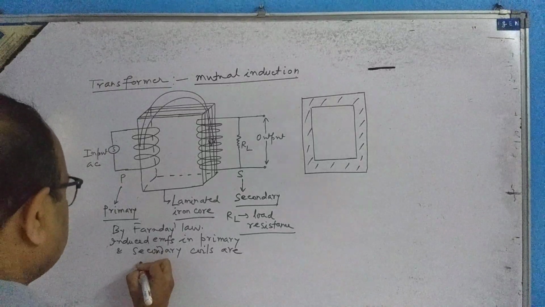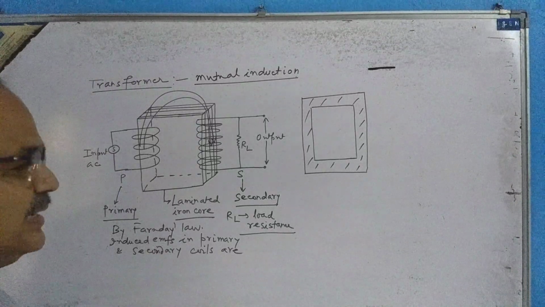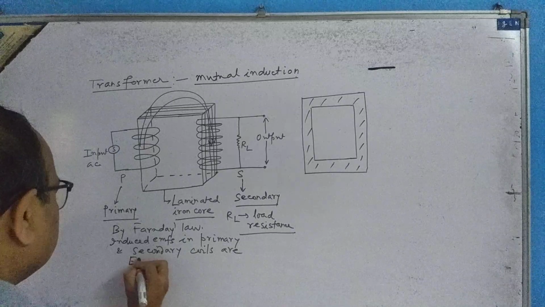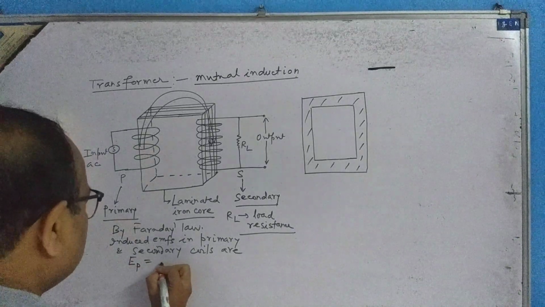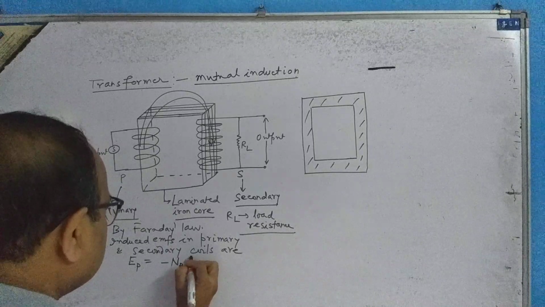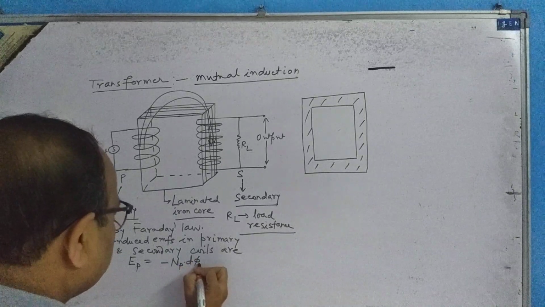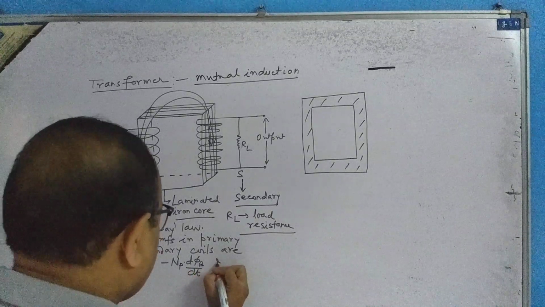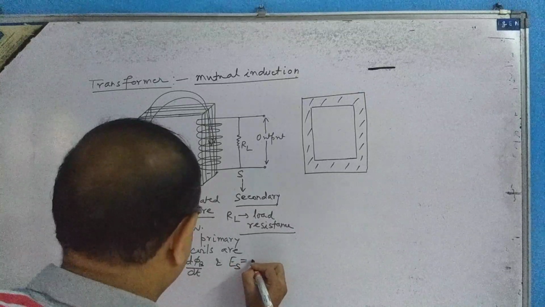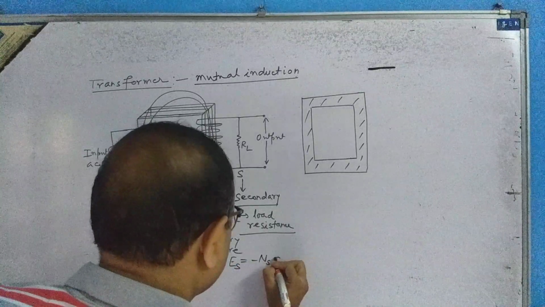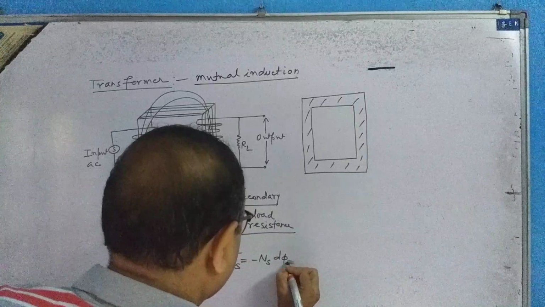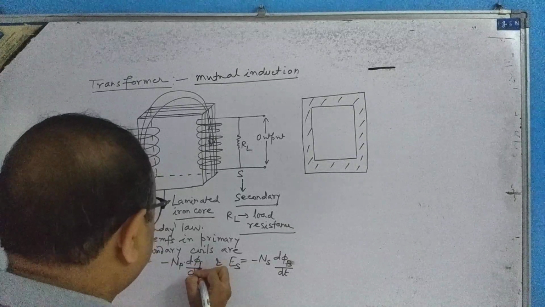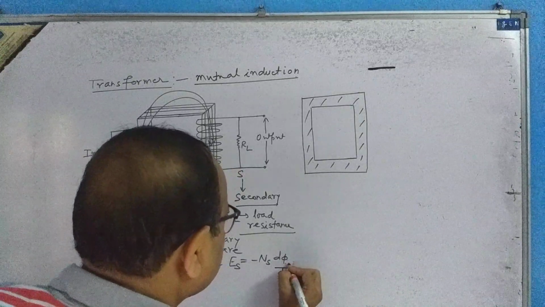क्या होगा? यहाँ लिखेंगे, तुम्हें याद होगा, that is E is equal to minus d phi by dt. मैं यहाँ लिखूंगा, EP is equal to minus NP d phi B by dt, and ES is equal to minus NS d phi B by dt, or better we write d phi P by dt and d phi S by dt.